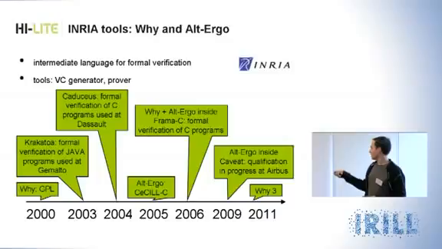And right now, Alt-Ergo, since 2009, is being qualified for use by Airbus in its production chain. So the prover is being qualified for real use in avionics software development. And this is still evolving. So for example, in 2011, there will be a major release of the language and tool set that comes with it.